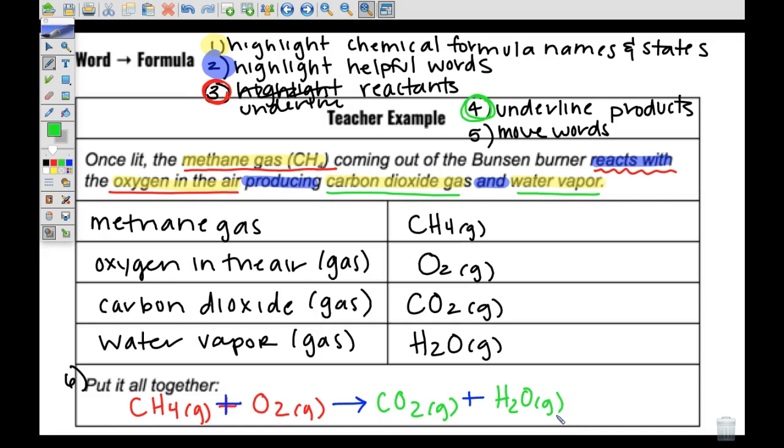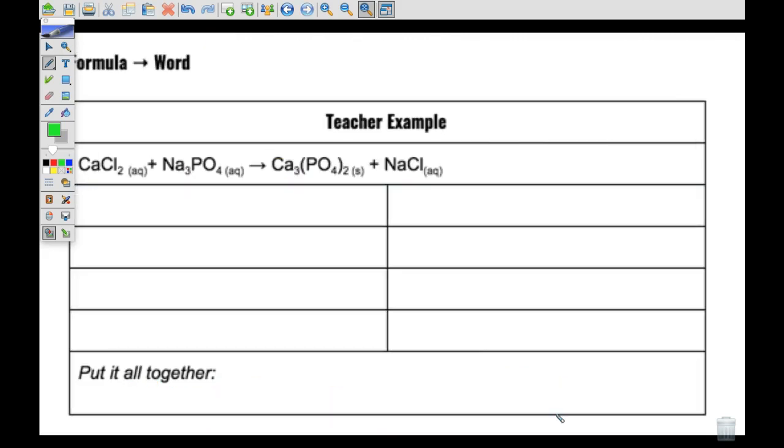While that might seem like a significant amount of work, the more practice we have, the more efficient we'll become at this particular skill. So you have two problems to do on your own as the your turn problems. On the opposite side of the page, we're going to learn how to go from formula to word. This one is a little easier to determine what the chemical formulas are, as they're pretty explicit. So our first step when going from formula to word is to move the formulas down to the boxes.